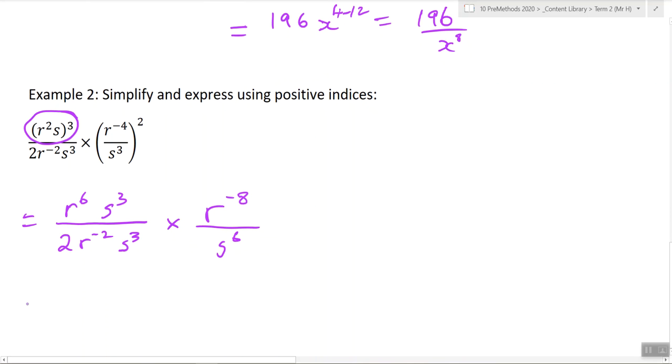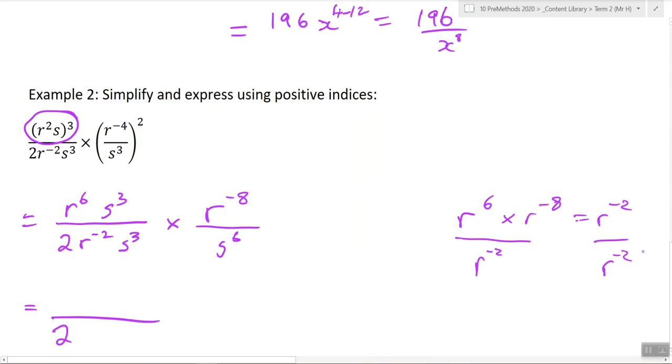So the 2, nothing's going to happen to the 2. It's just going to stay there. Now let's look at all the r's. So we have r to the power 6 times r to the power of negative 8. What does that become? Very good. So r to the power 6 times r to the power negative 8 becomes r to the power of negative 2. And then we're dividing that by r to the power of negative 2. So that becomes 1, not 0. If it was 0, the whole thing would be 0. Okay, so that's the r's.